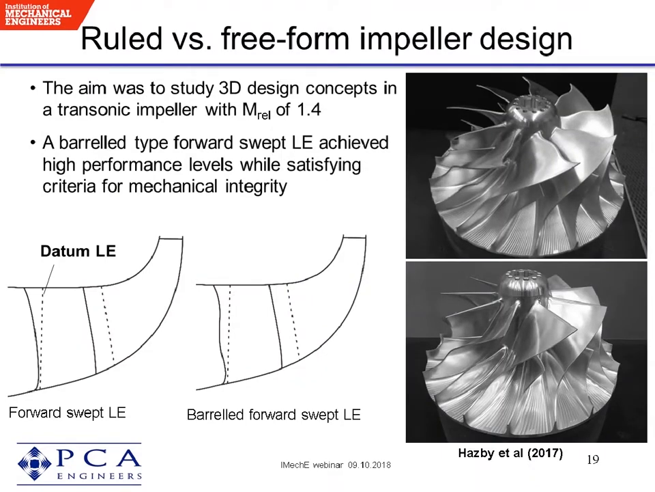Here is another example where the performance of a free-formed high-pressure ratio impeller with an inlet relative Mach number of 1.4 again was compared with the performance of a ruled impeller designed for the same duty using the same design philosophy. It was shown here that a barrel-type forward-swept leading edge could achieve high performance levels, same as forward-swept impeller, while satisfying criteria for mechanical integrity, which were more difficult to meet using simple forward-swept impeller.